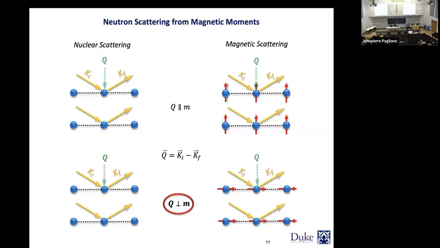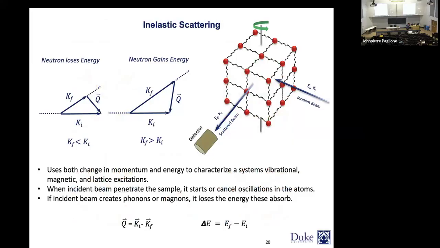So lack of a magnetic Bragg peak, if you're looking at a single crystal neutron diffraction measurement, lack of it by itself is not enough. You have to actually rotate the sample or rotate the beam or do something to make sure that it's not going to be along that particular direction. Okay? Now, we can also have inelastic scattering.